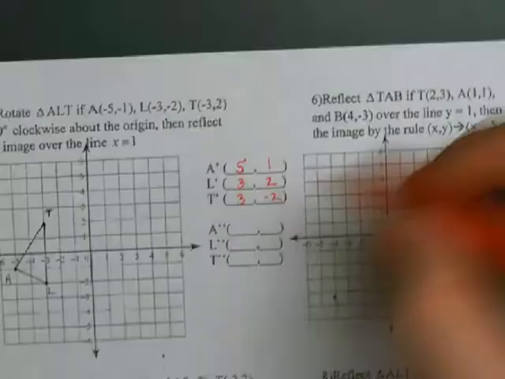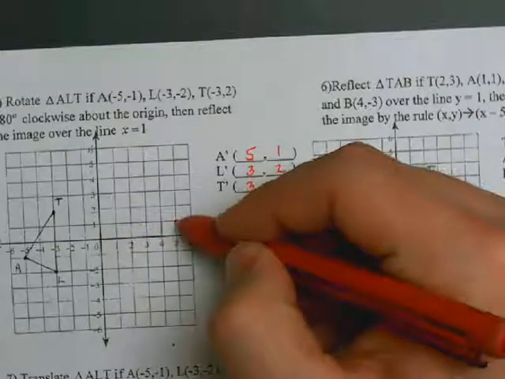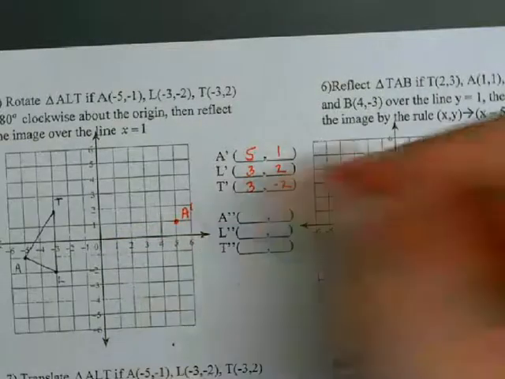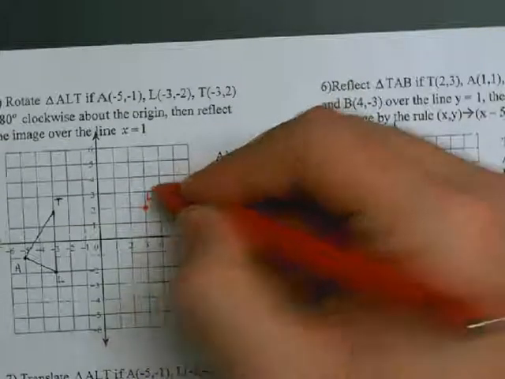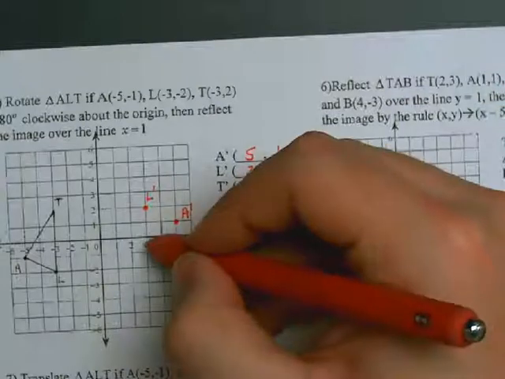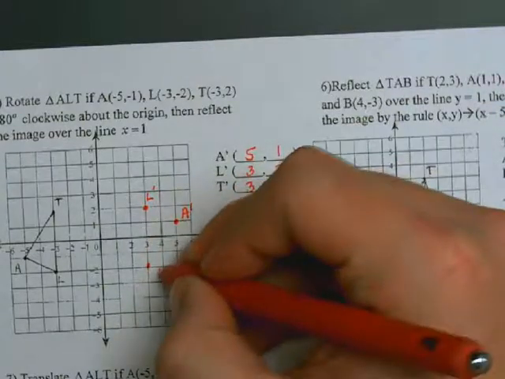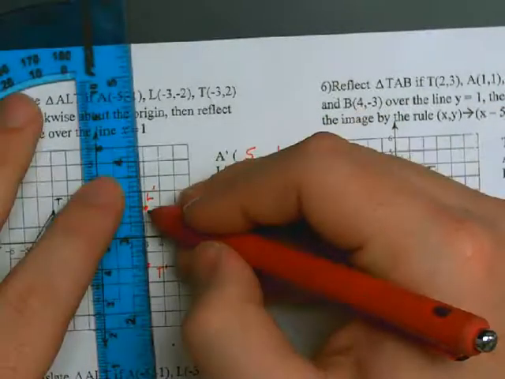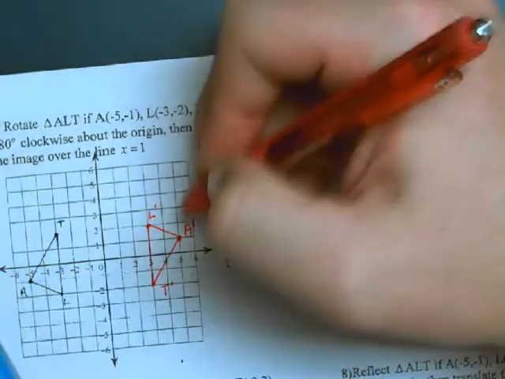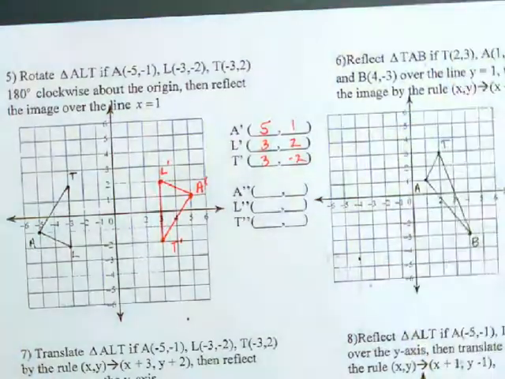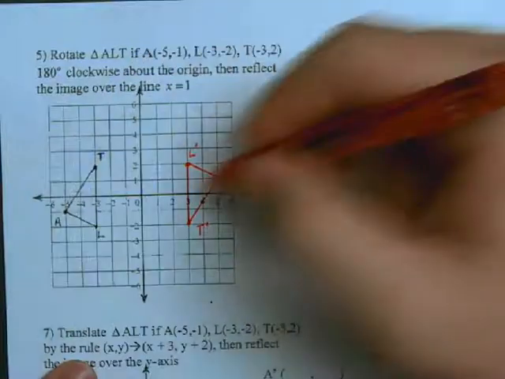Now you graph that. 5, 1, that's A prime. 3, 2, that's L prime. 3, negative 2, and that's T prime. You get your straight edge and you connect. Okay. Now that is a 180 degrees rotation clockwise. So either way you go, that works.